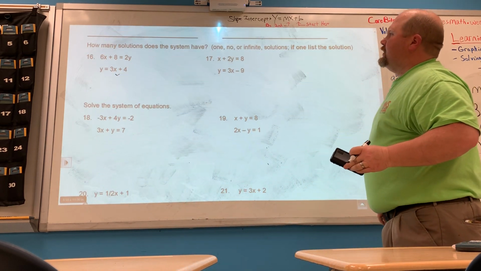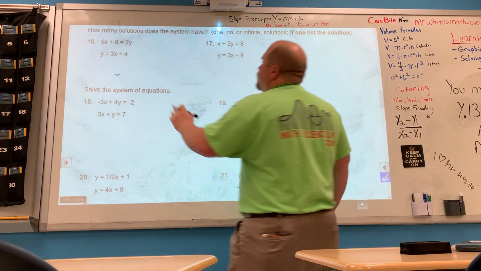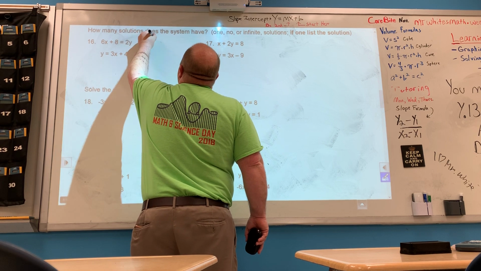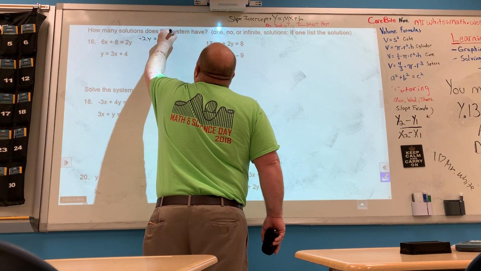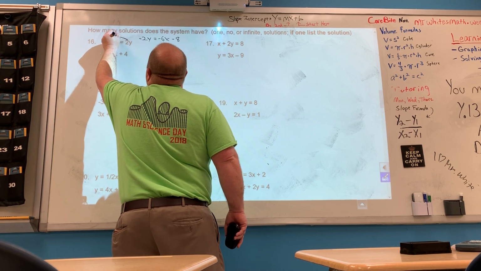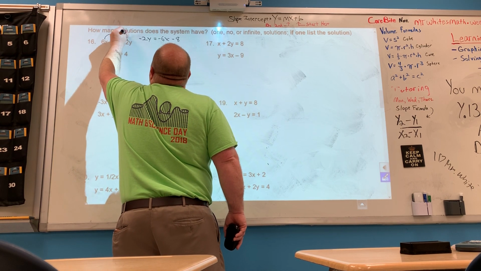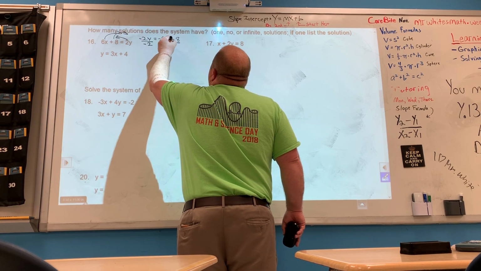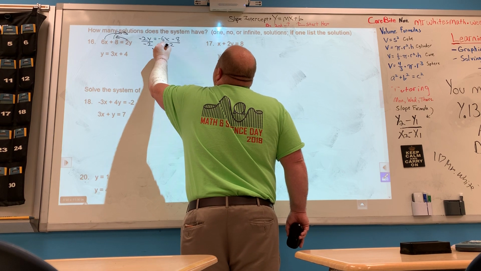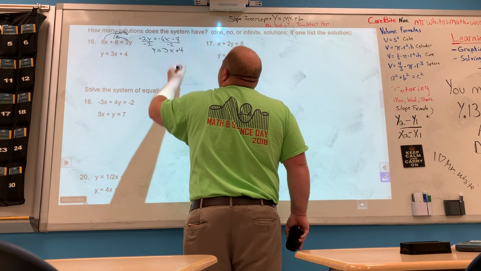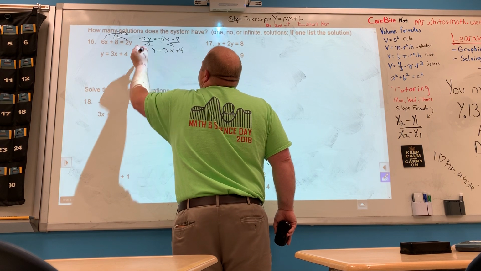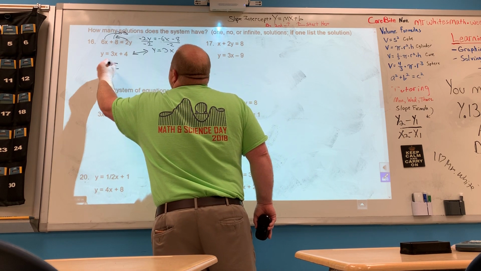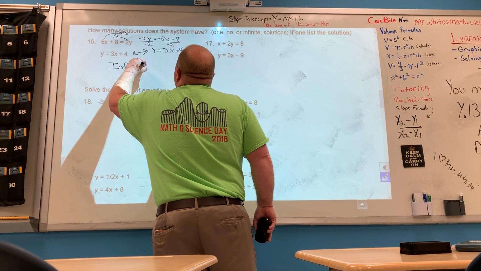All right, 16, how many solutions does it have? Well, if I reorder this equation right here, it's going to say negative 2y equals negative 6x minus 8, because these two items both go to this side, so all the signs change. But then I have to divide by negative 2. We find that y equals 3x plus 4. Well, when we compare these two things together, we notice that those are the exact same equation, which means if they're graphed, they're the same line. So this is infinite solution.